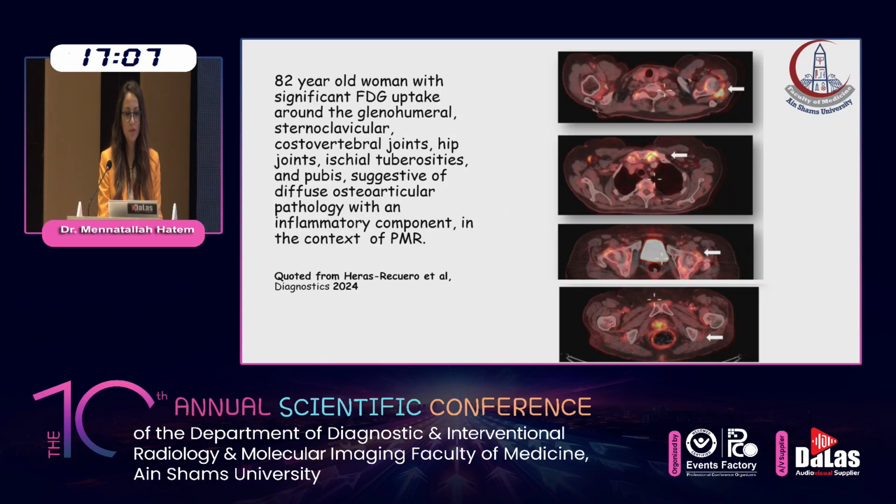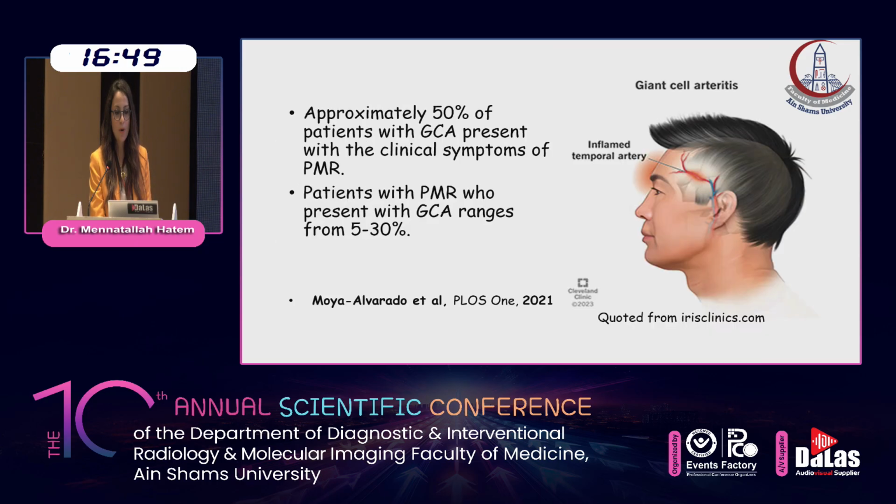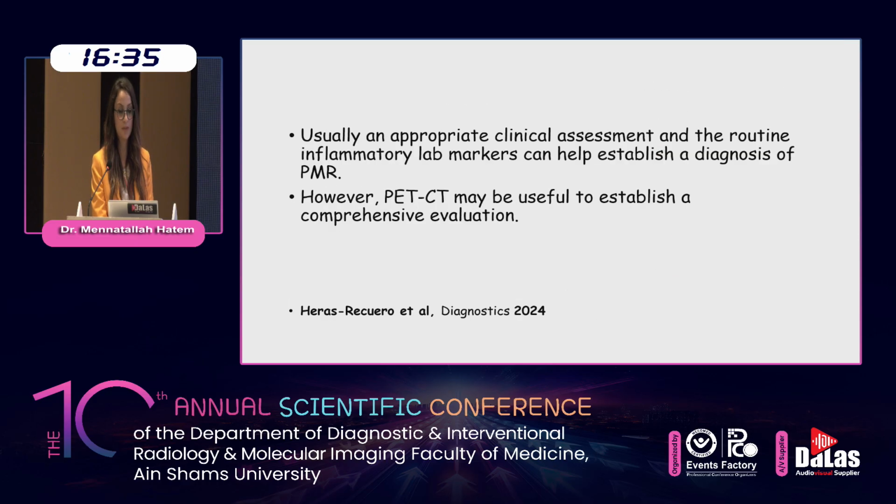This is an 82-year-old woman with significant uptake around the glenohumeral joint, the sternoclavicular, the hip joint, as well as the ischial joint. And this is suggestive of diffuse osteoarticular pathology with an inflammatory component in the context of PMR. Approximately 50% of patients with giant cell arteritis present with the clinical symptoms of PMR. Patients with PMR who present with giant cell arteritis range from 5 to 30%.